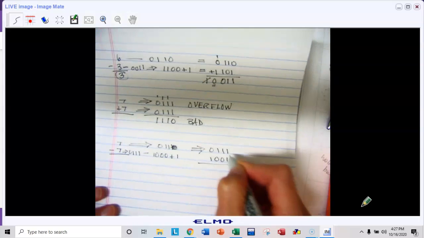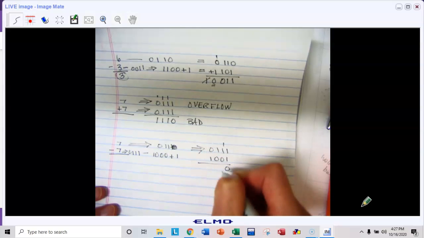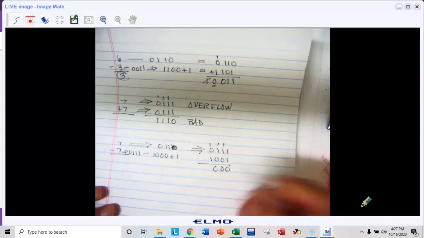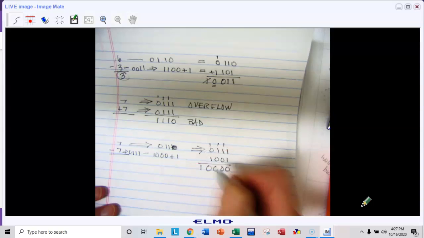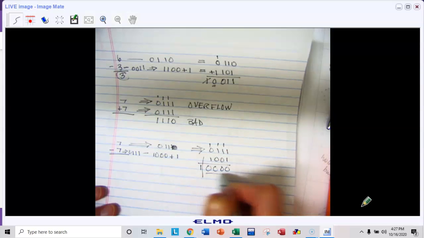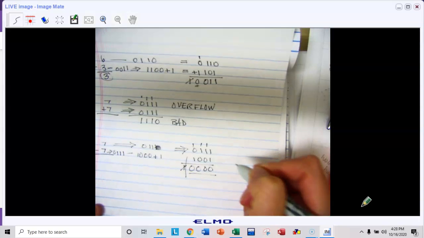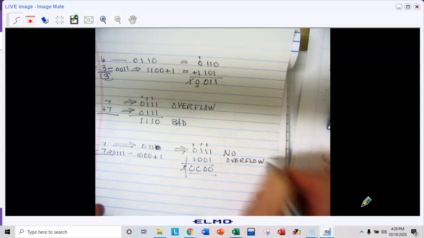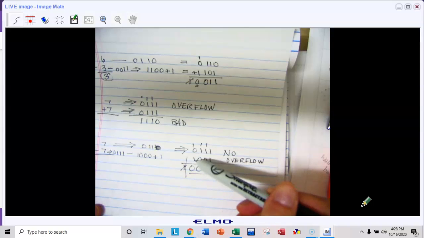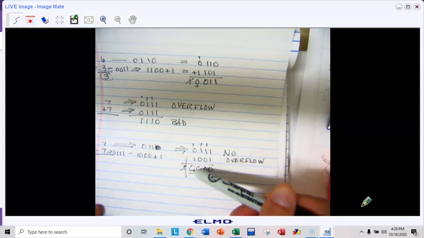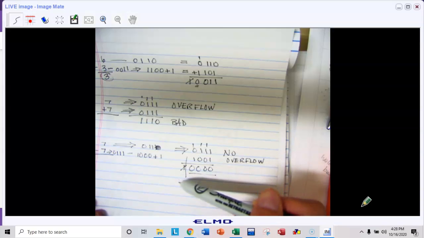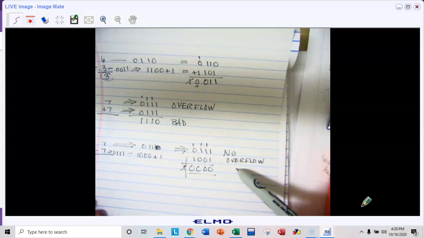So add these together, 1 plus 1, 0, carry the 1, 0, carry the 1, 0, carry the 1, 0, carry the 1, right? And now your answer is 0. You ignore the carry. This is correct. No overflow. And again, did it pass the test? Right? So you have a positive number added to a negative number, resulting in a positive, which is fine. You have a carry in of 1 and a carry out of 1. That is also good. So in that case, there's no overflow.